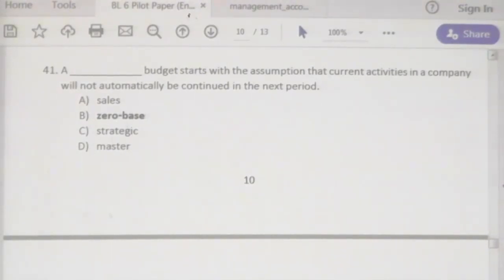But zero based budget means you are not trying to take anything from the past. You are trying to think newly. You believe this is the first financial year. You take everything with a fresh mind, ignoring the past information. Since you are not considering the past information, the company will start at zero. That's why it's called zero based. No carry forward of the past practices to the next year. Therefore, the answer would be zero based budget here.